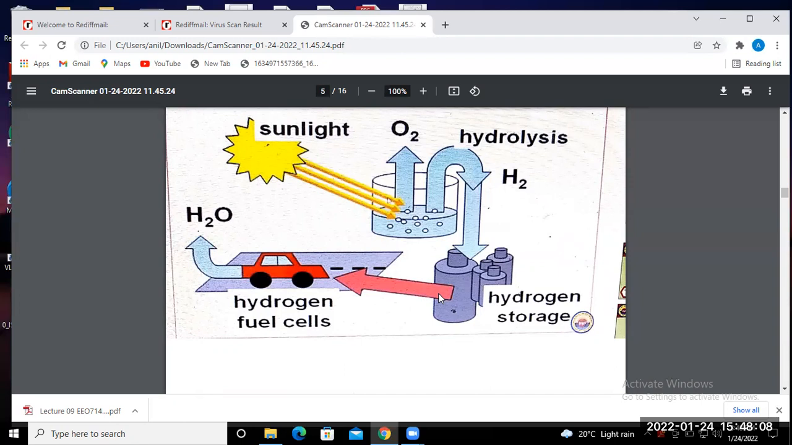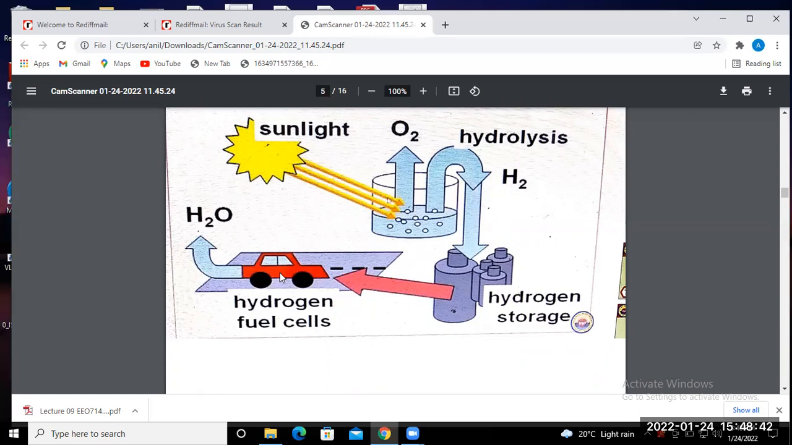That means if you transfer this hydrogen to the vehicles, then in the presence of oxygen it again makes H2O, and that vehicle may be used for fuel purposes. Okay, this is the hydrogen that you may produce through this. So this is one of the ways how we can produce hydrogen, and where we can use it.